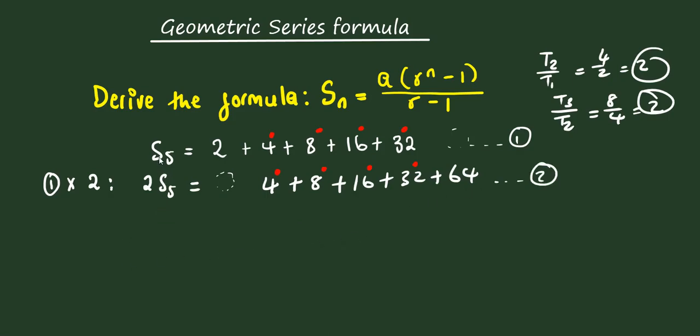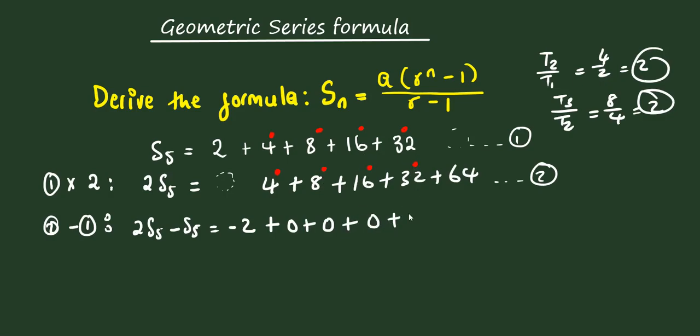Now we're going to say equation 2 minus equation 1. So we're going to say this minus that to be 2S5 minus S5. Then what is 0 minus 2? It's negative 2. 4 minus 4 is 0. 8 minus 8 is 0. 16 minus 16 is 0. 32 minus 32 is 0. 64 minus 0 is 64.